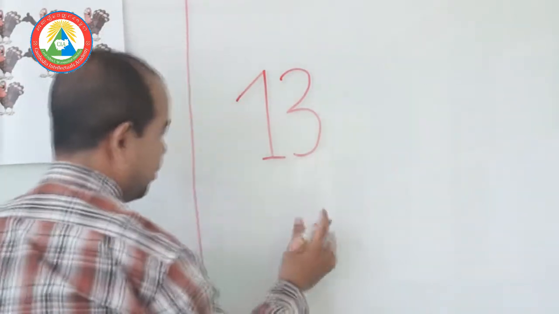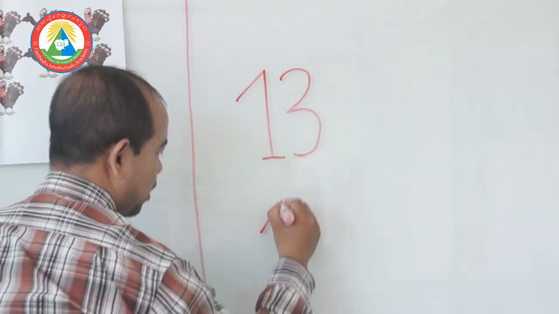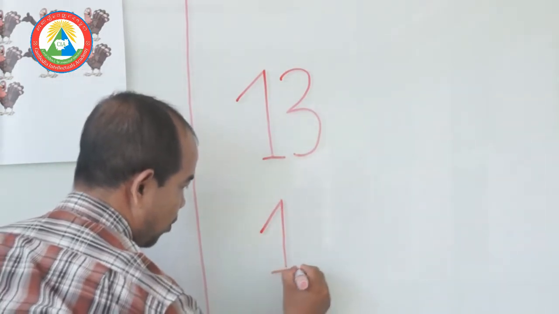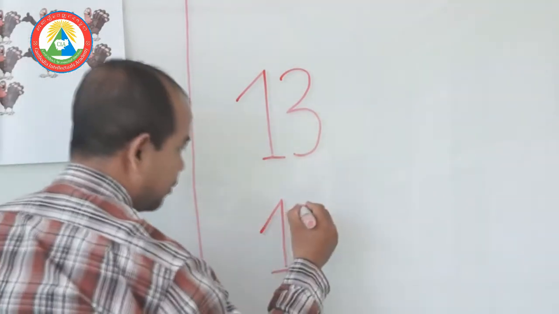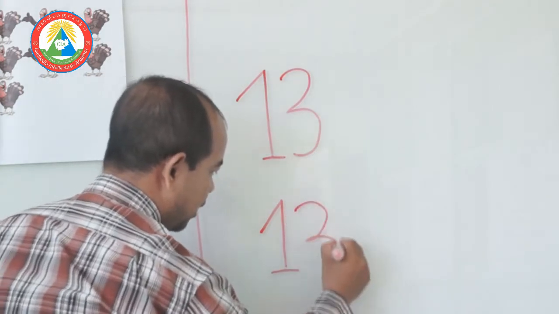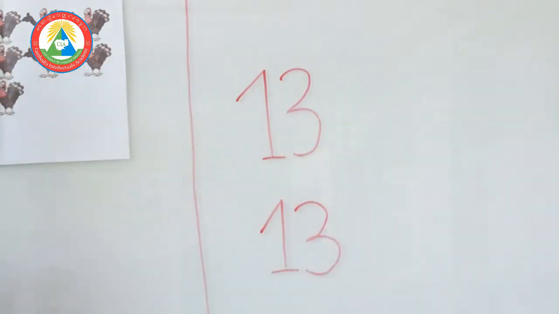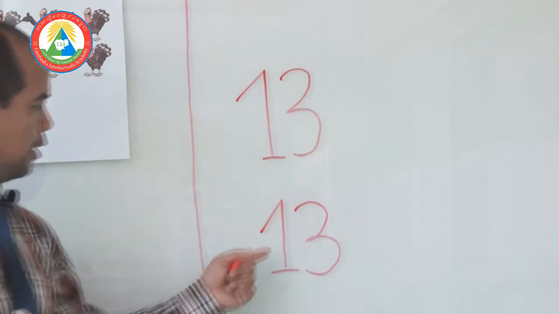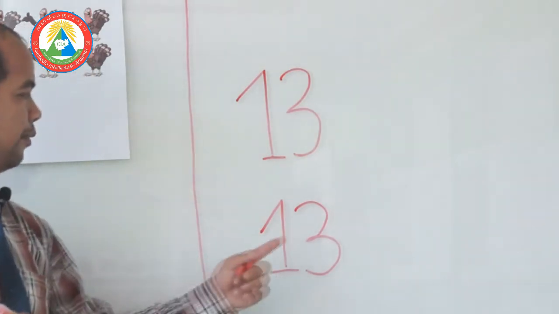So I write one more time. It is a little bit smaller. Yeah, number 1, and then number 3. So it is number 13.